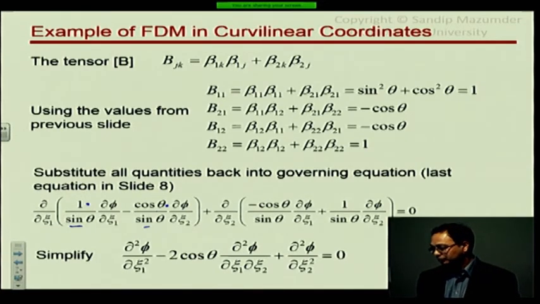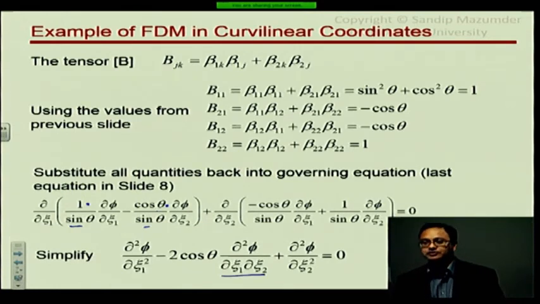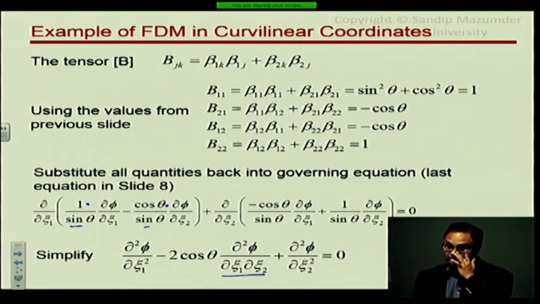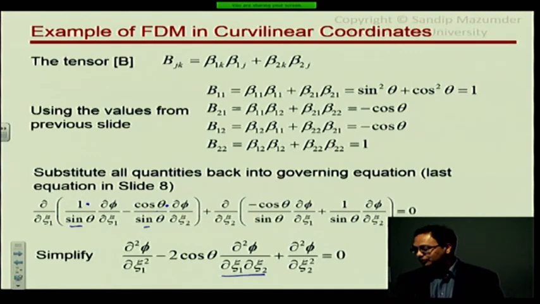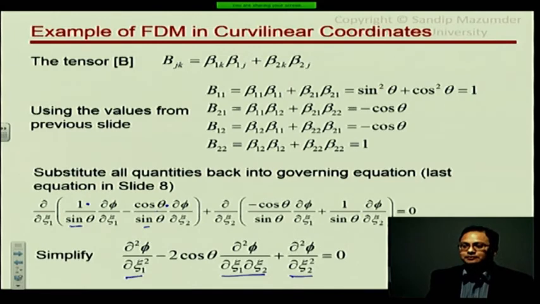So notice this guy, the cross derivative. You can clearly see if I put cosine theta equal to 90 degrees, cosine of 90 degrees is 0. This cross derivative goes away. I'm back to my Cartesian coordinates, my Laplace equation in Cartesian coordinates.